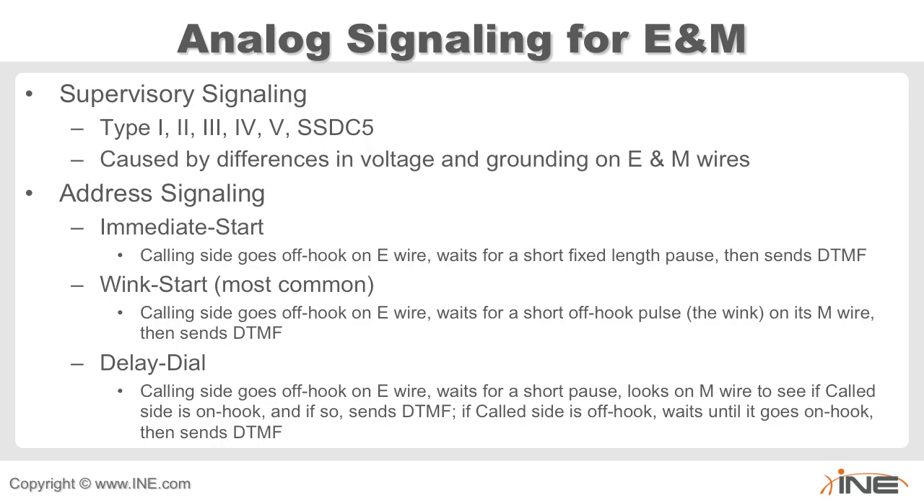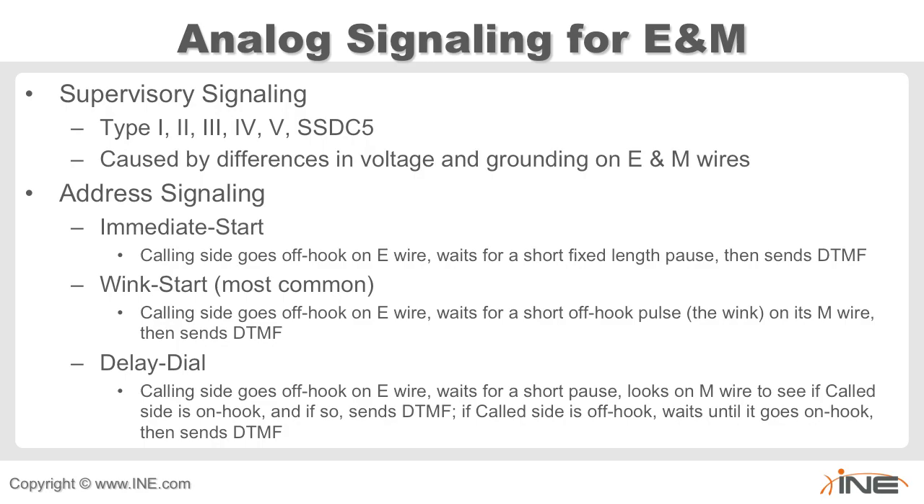So let's look at analog signaling for E&M, ear and mouth, or earth and magnet. Supervisory signaling has 6 different types: type 1, 2, 3, 4, 5, and SSDC5. Again, these are caused by differences in voltage and grounding, but not on the tip and ring, which are there, but those are just used for the actual voice communications. It's on the E&M wires. They're also referred to as leads, so E&M leads.